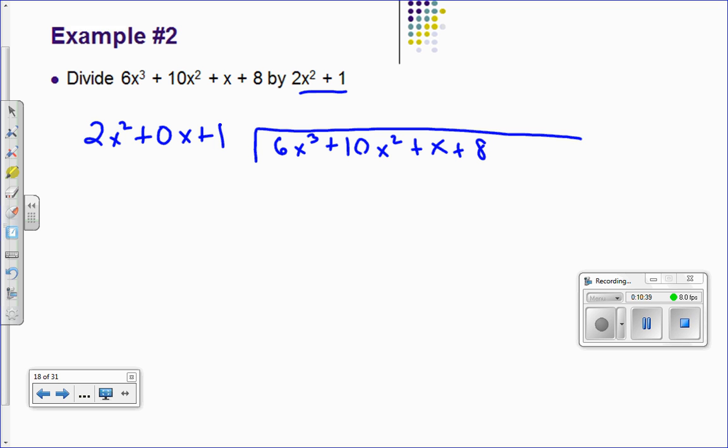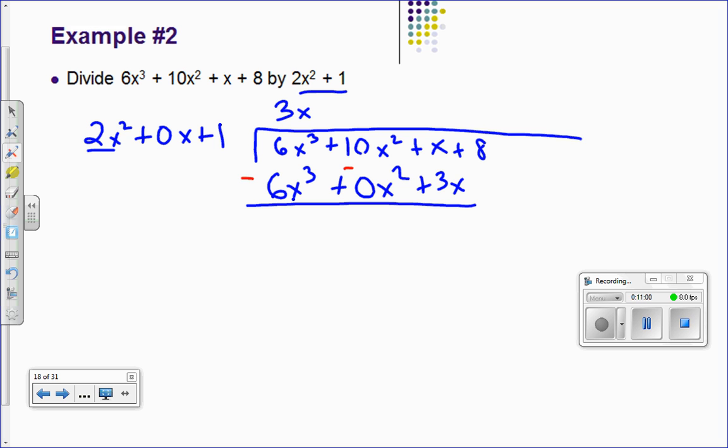Let's do this long division with the same process. We first do a mini division. We're taking 6x to the third divided by 2x squared. That produces 3x. Multiplying this by the divisor, I'll get 6x to the third plus 0x squared, and then plus your 3x. That should match up every time. Instead of subtracting, let's change the signs and add. And then the first term will cancel. What we have here is a plus 10x squared, and then a minus 2x.